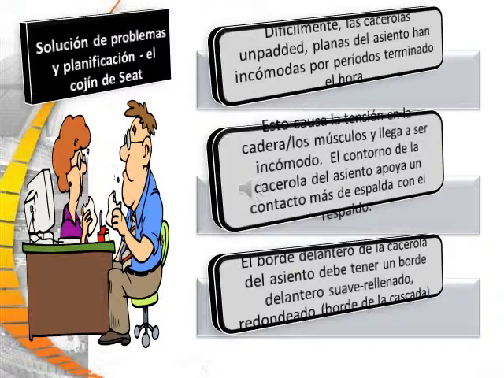Hard, unpadded, flat seat pans are uncomfortable for periods of an hour. This causes tension in the hip muscles and becomes uncomfortable. The seat pan contour supports the lower back contact with the backrest. The front edge of the seat pan should have a softly padded, rounded front edge with a waterfall edge.